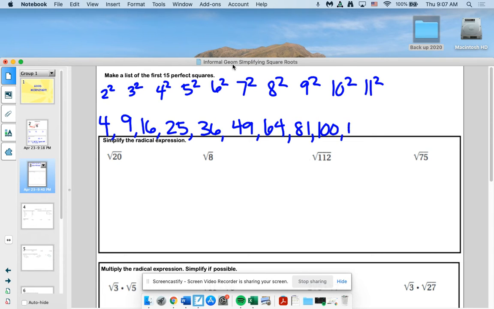12 squared, 144. Hayden has these memorized. 13 squared? 169. Yeah, he's right. Okay, 14 squared. 196. One more. 15 squared. 225.